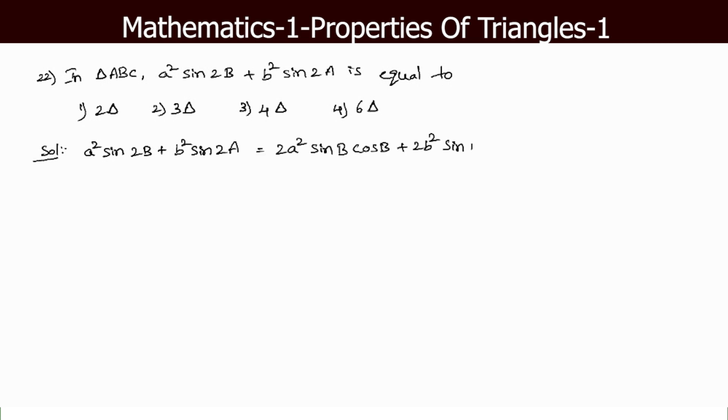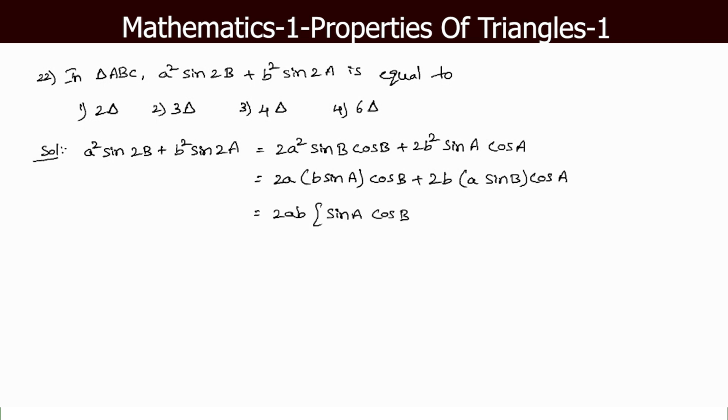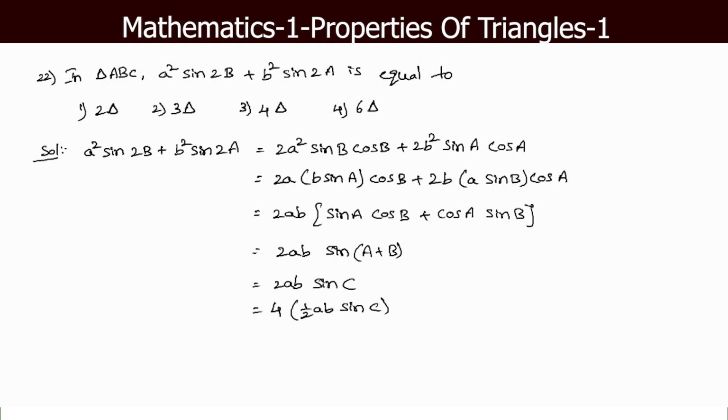So, again, 2a into b sin a cos b plus 2b into a sin b cos a. So, you will get 2ab into (sin a cos b plus cos a sin b), which is 2ab sin(a plus b), that is 2ab sin c, and that is 4 into half ab sin c, which is equal to 4 delta, because delta is equal to half ab sin c is equal to half bc sin a is equal to half ca sin b. So, the correct option is option number 3.